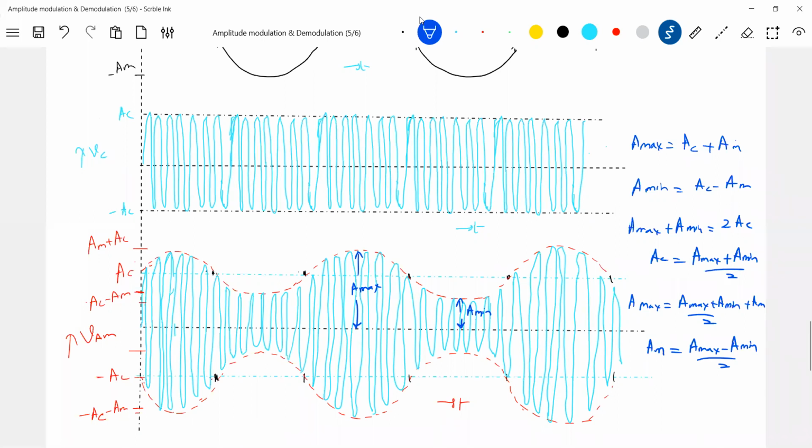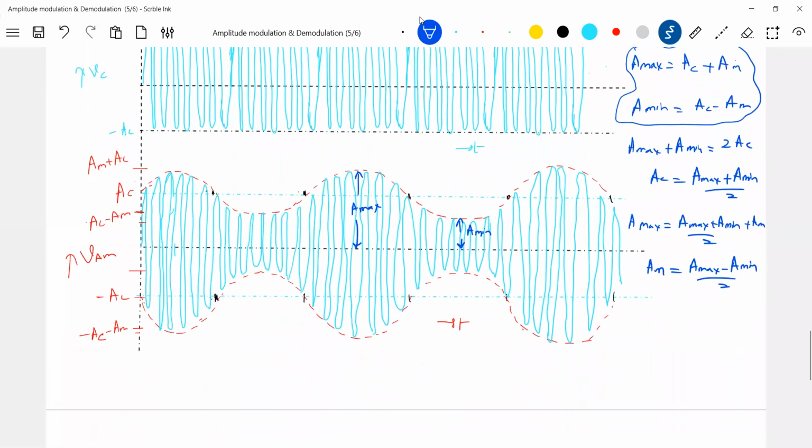Now only these two are available; the rest of the mathematics we did here. Okay, how is the modulation index defined? We define it as AM by AC. I'll come now to the real meaning of that. The modulation index is also called the depth of modulation.